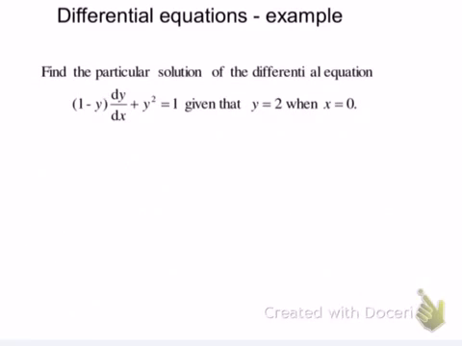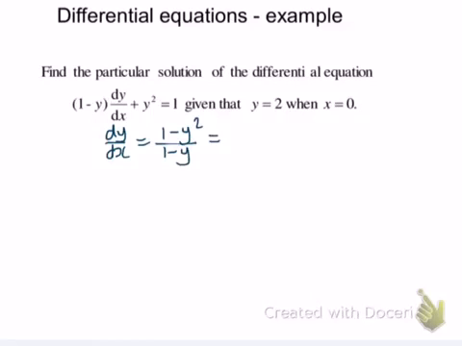Looking at a second example, we've been asked to find the particular solution of the differential equation (1 minus y) dy by dx plus y squared equals 1, given that y equals 1 when x equals 0. So I want to rearrange this so that I have dy by dx on one side and my function in y on the right. So this will give me dy by dx is equal to (1 minus y squared) over (1 minus y).